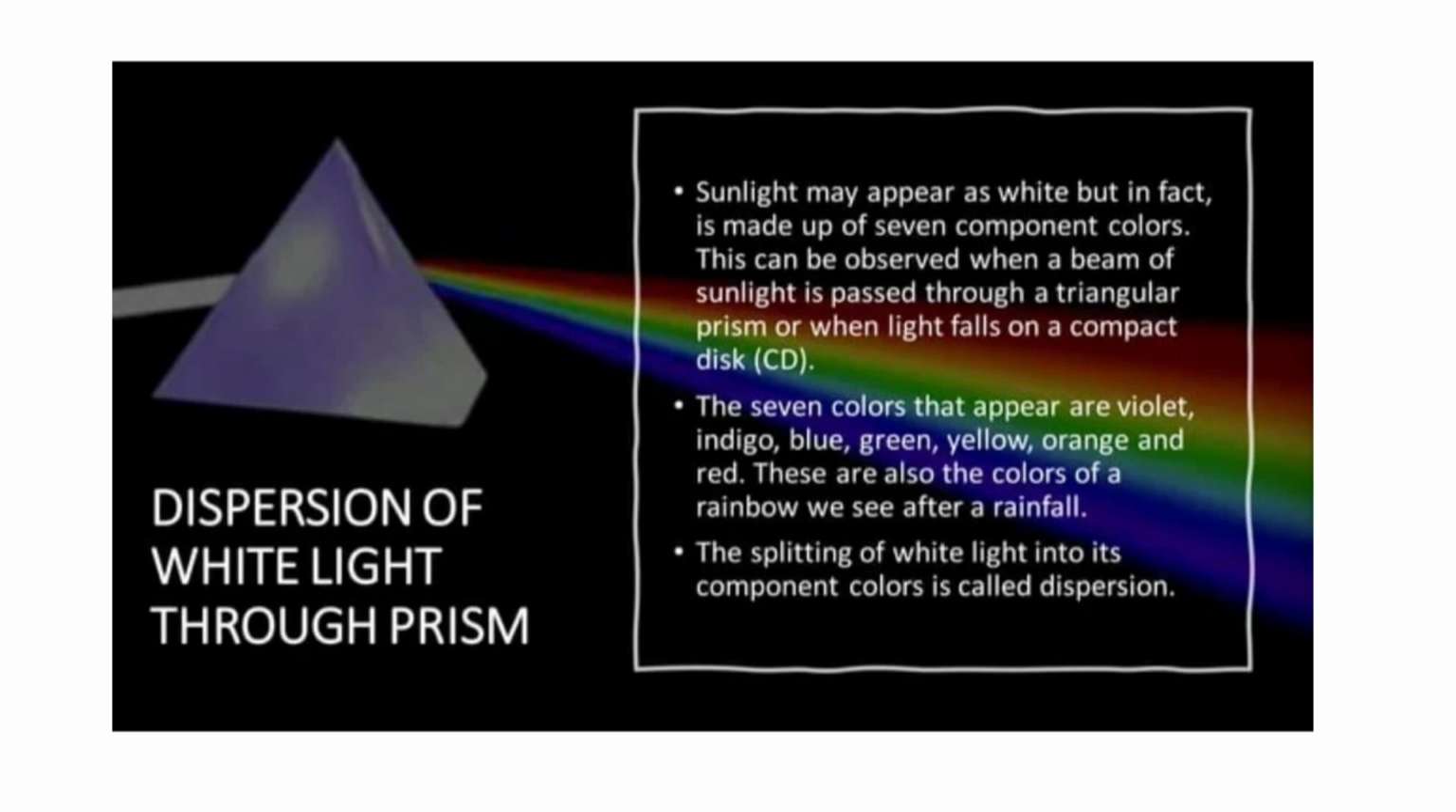Sunlight may appear as white but in fact is made up of seven component colors. This can be observed when a beam of sunlight is passed through a triangular prism or when light falls on a compact disc. The seven colors that appear are violet, indigo, blue, green, yellow, orange, and red. These are also the colors of a rainbow we see after a rainfall. The splitting of white light into its component colors is called dispersion of light.